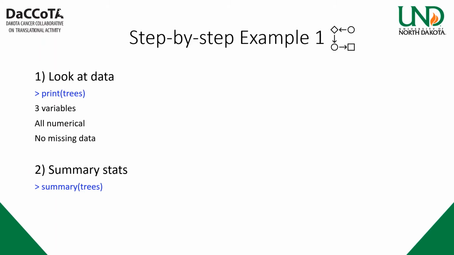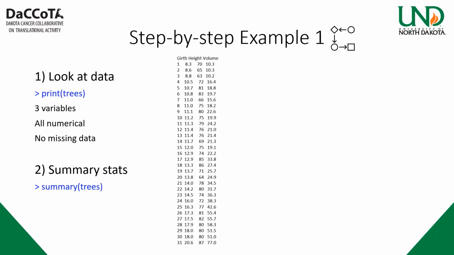So let's start by looking at the data. We can use print on trees. And here we go. We see that there's 3 variables, girth, height, and volume, and that they're all numerical. And there's no missing data. So that tells us stuff already.